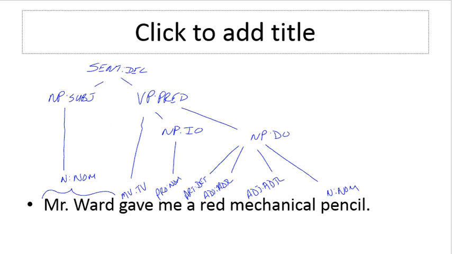The next sentence. Mr. Ward gave me a red mechanical pencil. Mr. Ward gets a bracket because it's a proper noun. That is the subject. Gave is an action, so it's a transitive verb or an intransitive verb. Gave what? A red mechanical pencil, so that is a direct object. Because we have a direct object, it is a transitive verb. Me received the mechanical pencil, so that is the indirect object.